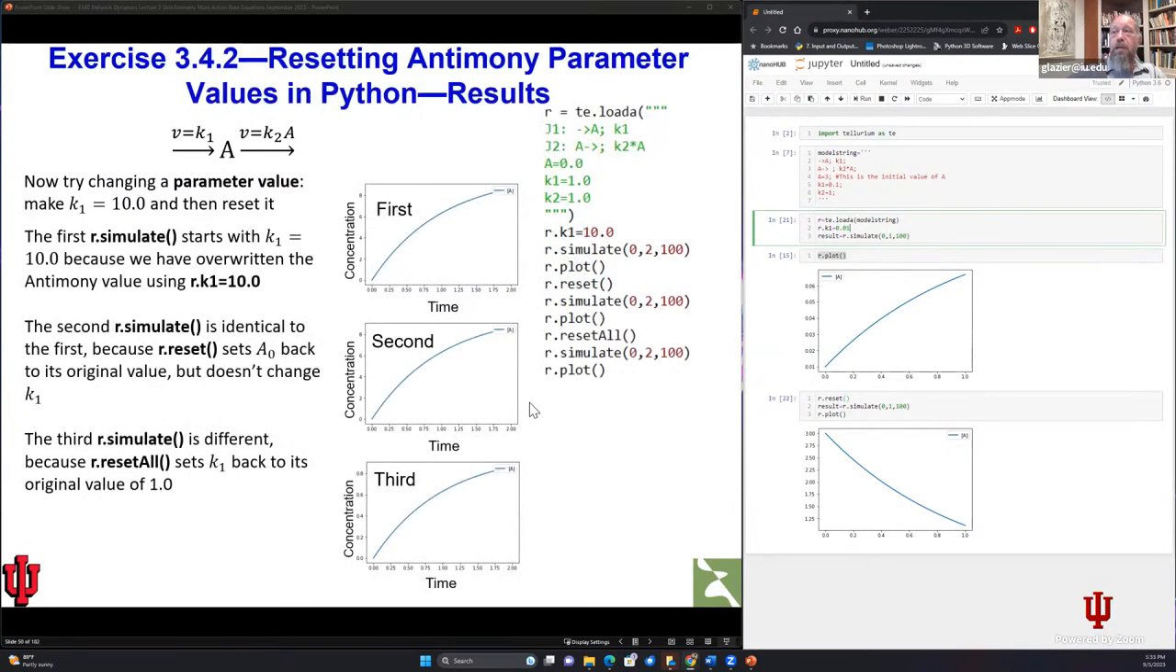So we did this one already. And now we could run a simulation where we change the value of K1 or change the value of A, reset, and run multiple times. And we could play with what reset does versus reset all. And again, for the purposes of today, I don't want to take too much time on this. There's a lot one can explore. But again, reset will set the value of A back to its initial value, but not K1 if we changed it. Reset all will set both A and K back to their initial values.